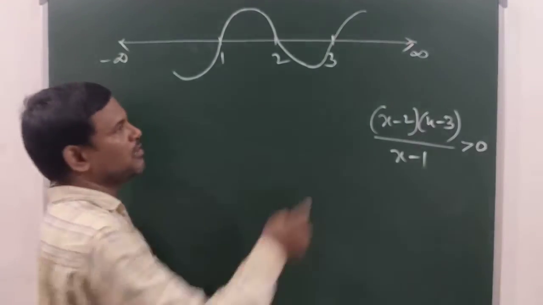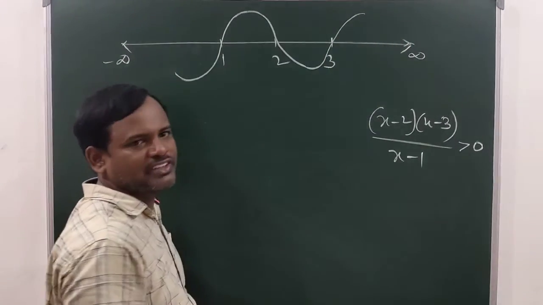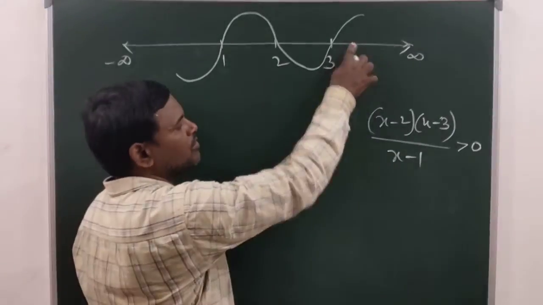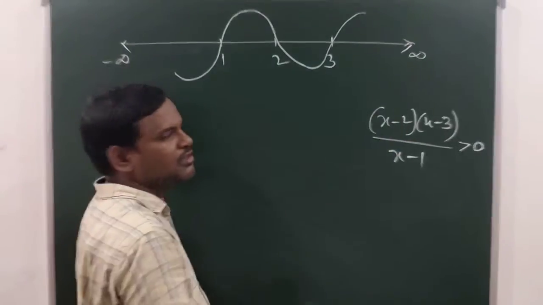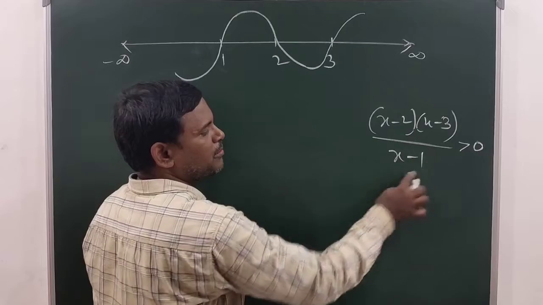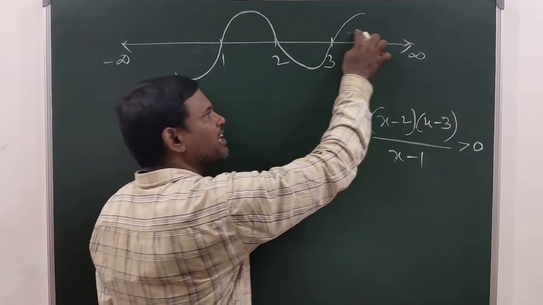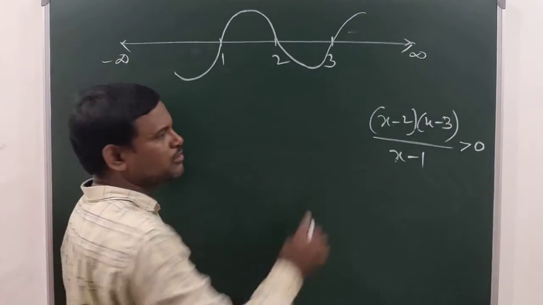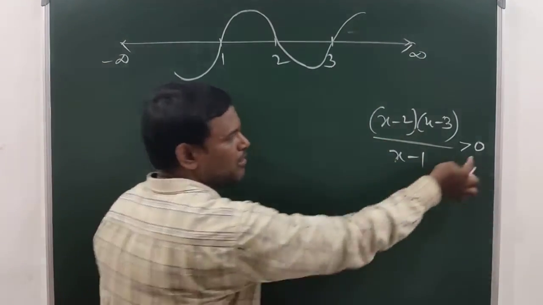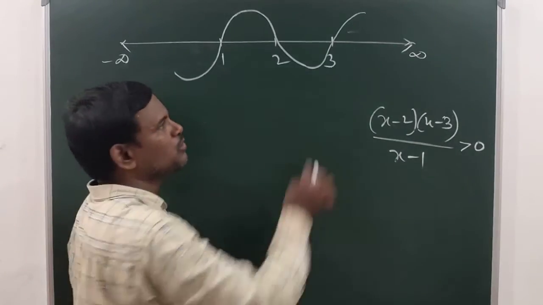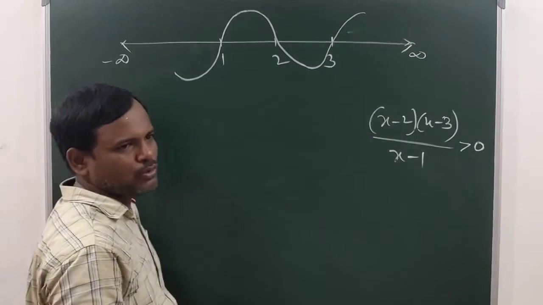Right, students, now take any value more than 3, like 4, and substitute it over here. The numerator will become positive and the denominator will become positive. Am I right? Hence positive by positive is positive. Not only 4, if you take any value more than 3, this will be positive. We want positive only, more than 0, so all of those will come under our solution set.